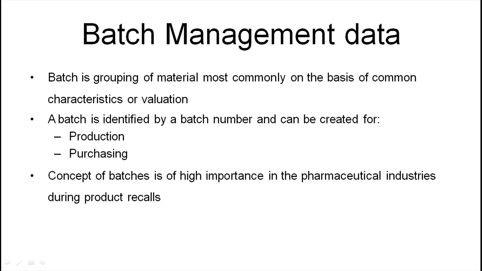A batch is identified by a batch number and can be created by production or purchasing. An example is beer brewed together and bottled beer having the same batch number. Similarly, a shipment of raw material arriving from a certain supplier also bears the same batch number. The concept of batches is of high importance in the pharmaceutical industries.